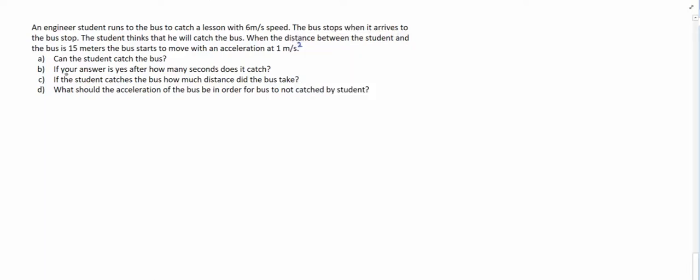Sorry. Can the student catch the bus? If your answer is yes, after how many seconds does it catch? Okay, let's start the solution process.